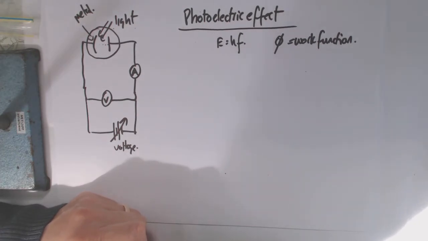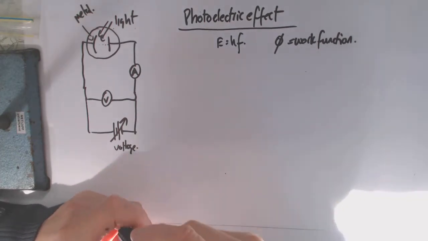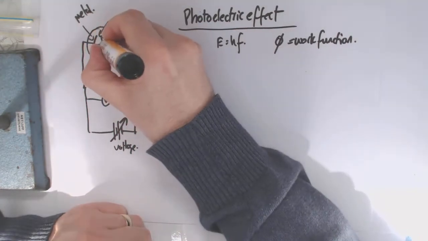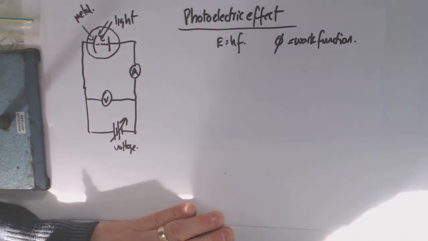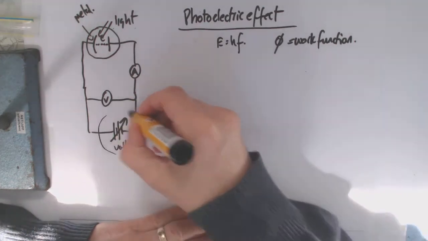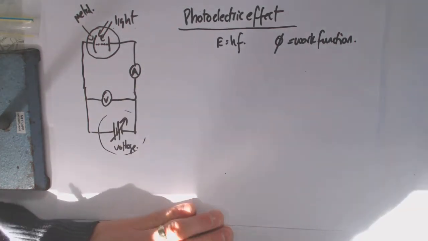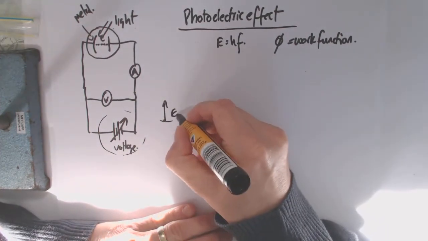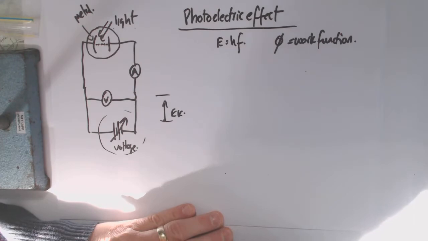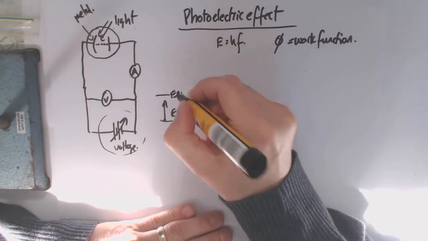Now, if you give it more energy than that, it not only escapes, it's got kinetic energy, and it can move. Now, the amount of kinetic energy it's got will be equal to the voltage required to stop it. It's sort of like when we throw something up in the air, the kinetic energy gets equal to the potential energy.